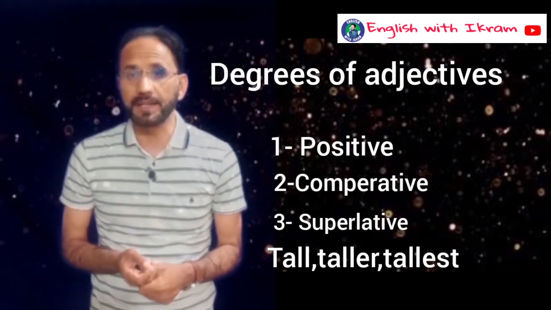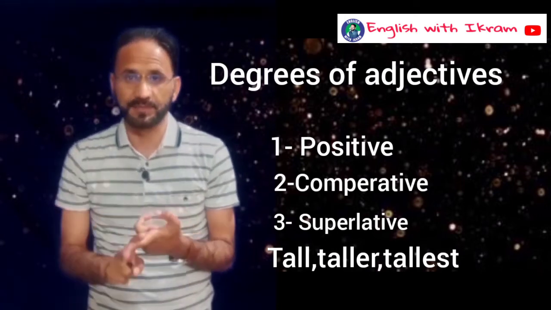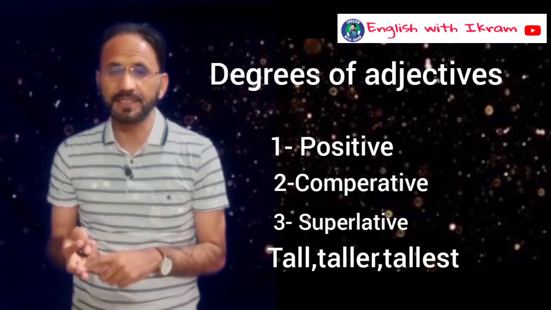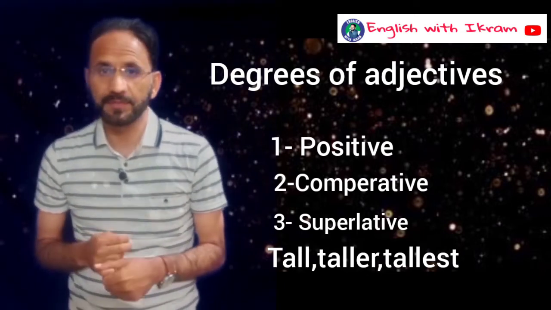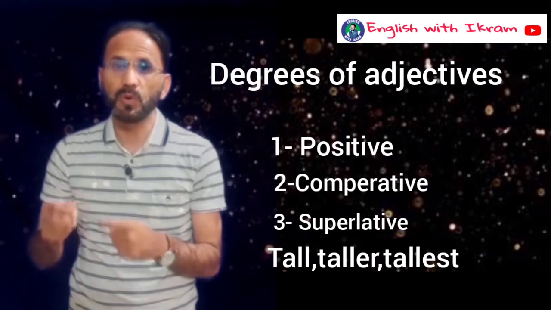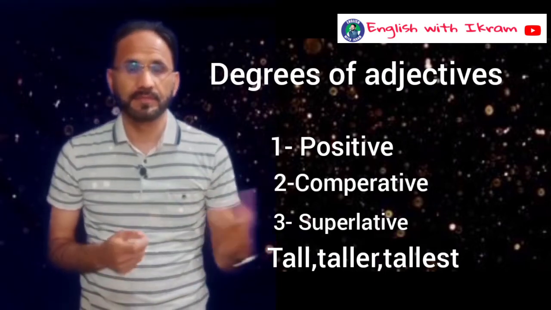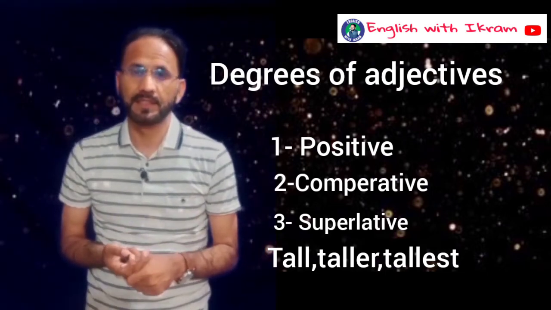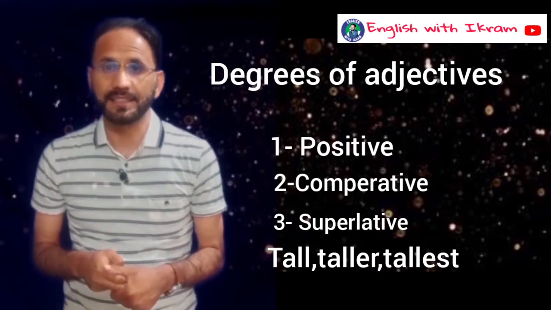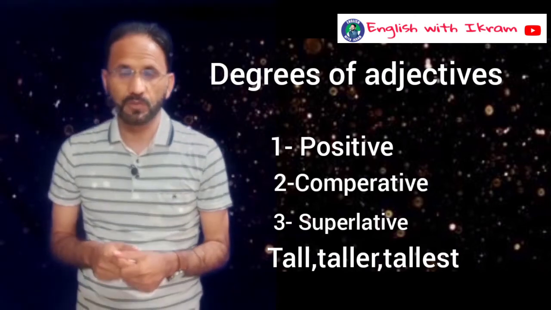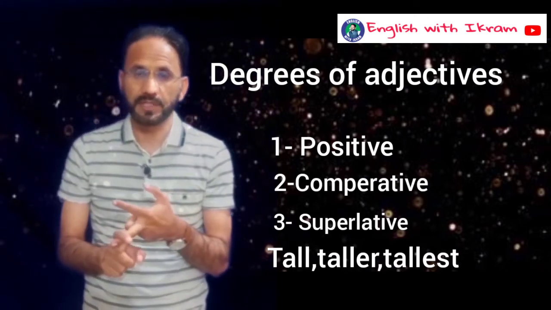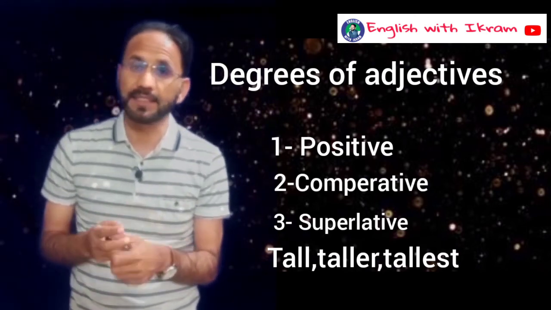And then comparative, when we compare two things, that is comparative degree. Tall, taller. He is taller than me. He is more beautiful than his brother. Any other? Intelligent. She is more intelligent than her brother. When we compare two, the word that is used for comparison is than.